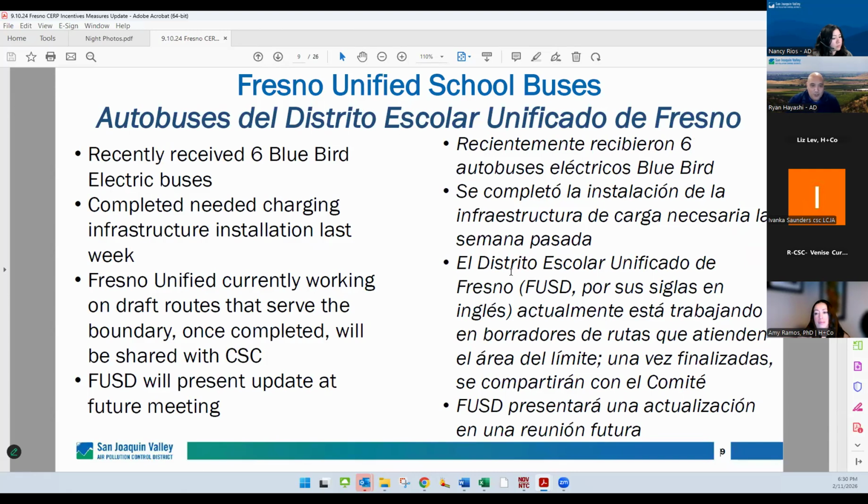I really want to appreciate Paul Rosencrans and Chris Zamudio, who are here from Fresno Unified. Last time we brought this item, there were still some questions and concerns in regards to the electric school buses and what those routes were going to look like. We did receive an update from them, and they're here tonight to give that update. So I won't cover this slide, but I'll turn it over to Paul and Chris to provide that update to you. Thank you.